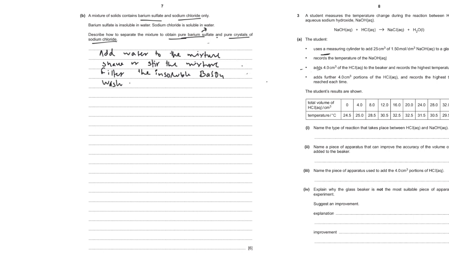What do we do with insoluble salts? We wash them with distilled water. Wash with distilled water, and then you'll also have to dry it. Wash with distilled water and then dry the precipitates.